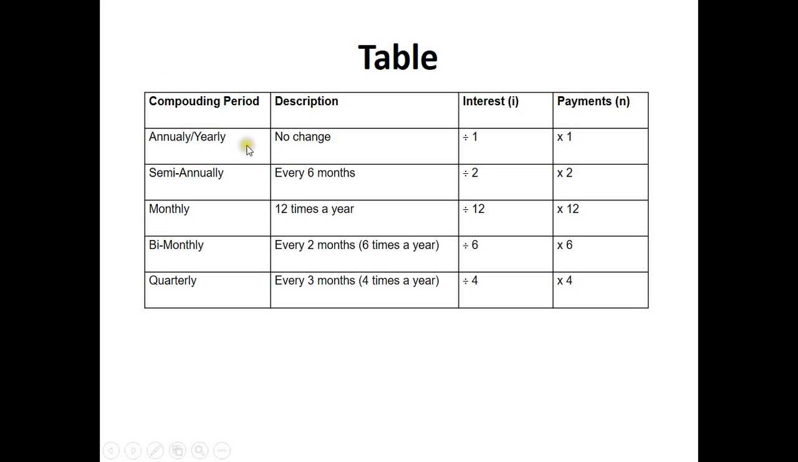Here's a table, and you should have this table. So you have interest. If it's annually, you divide the interest by 1, and the payments you multiply by 1. If it's semi-annual, which means every 6 months, you divide the interest by 2 and multiply the payments by 2. If it's monthly, you divide the interest by 12 and multiply the n by 12.